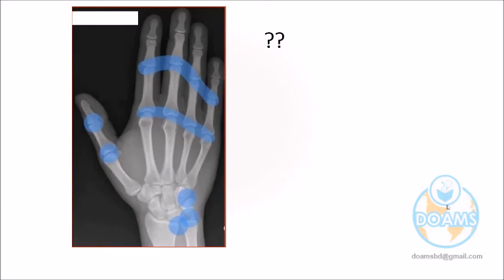This is a very typical feature of which disease? Osteoarthritis? Rheumatoid? You have seen osteoarthritis just before, with the DIP involved. This is rheumatoid arthritis. That means the distal interphalangeal joint is intact. It means rheumatoid arthritis.